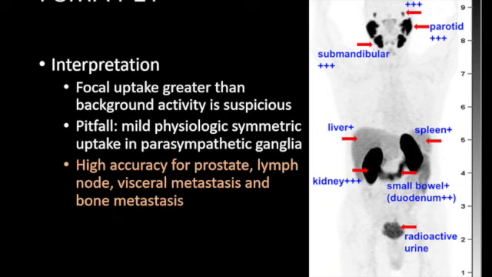These tracers are known as a one-stop shop for prostate cancer imaging. They have a high accuracy for local disease within the prostate, for lymph node metastasis in the pelvis or retroperitoneum, or for the uncommon solid organ metastasis such as liver or spleen, and also increased uptake in bone disease.